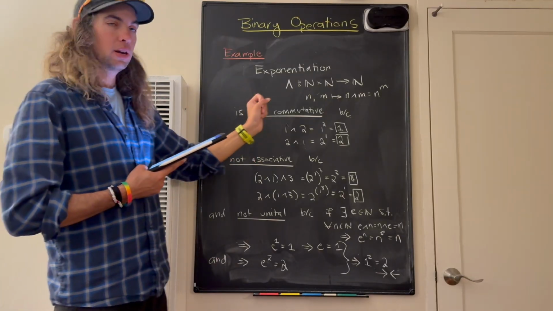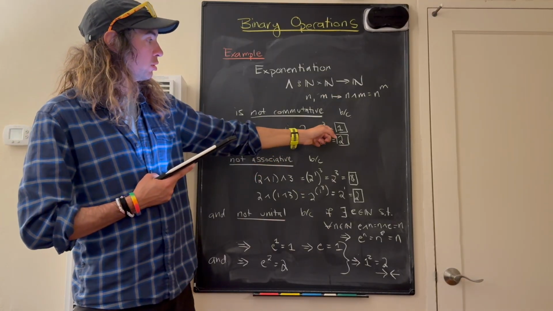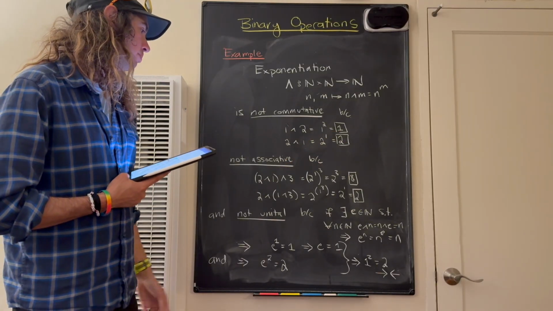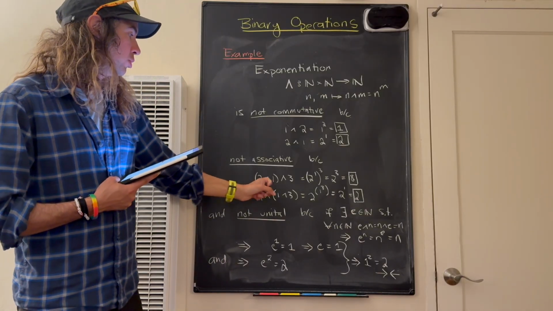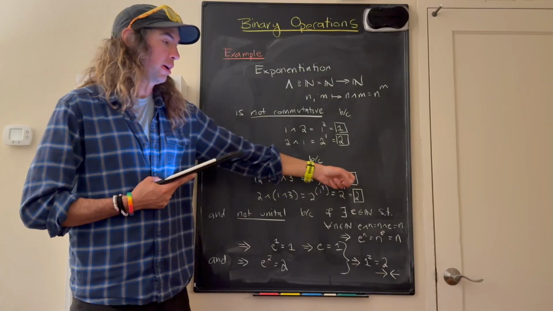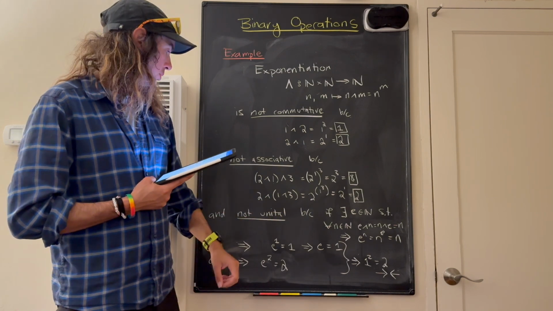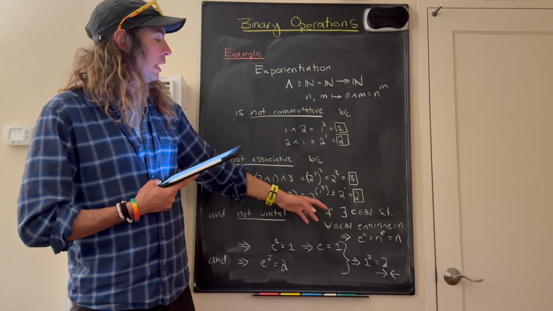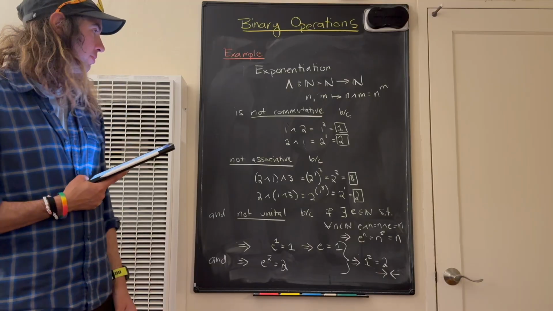So it's not commutative. Here's an example of why: 1 to the second power is 1, but 2 to the first power is 2. Those are not the same number. It's not associative because if I do 2 to the first power and then raise that whole thing to the third power, that's just 2 to the third power, which is 8. But on the other hand, if I do 2 to the (1 to the third power), I get 2 to the 1, which is 2. And 2 and 8 are not the same number.